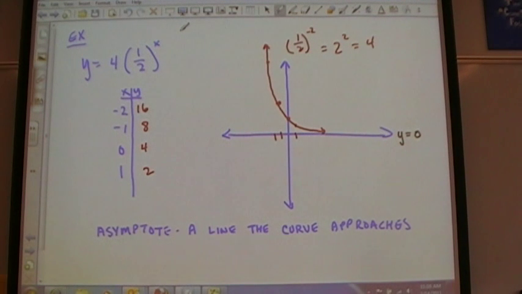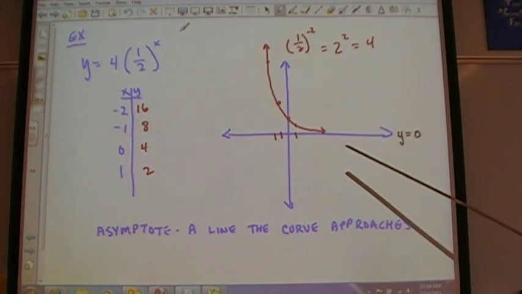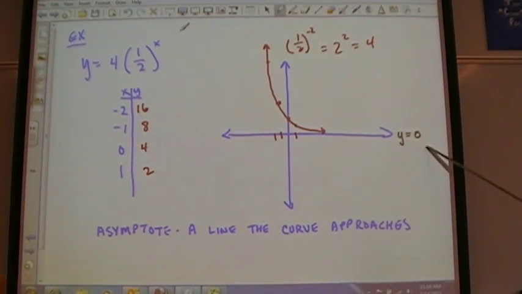And if I ask you to write the equation of the horizontal asymptote, it would be right here. The equation of any horizontal line is what? y equals. So in this case, and in the previous case, you had a horizontal asymptote at y equals 0. Any questions?